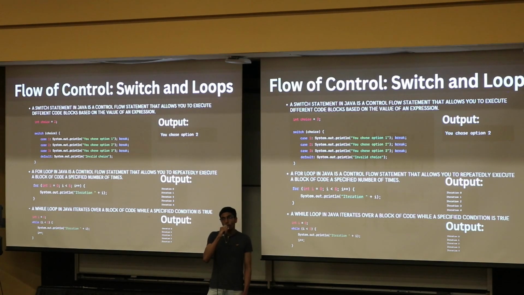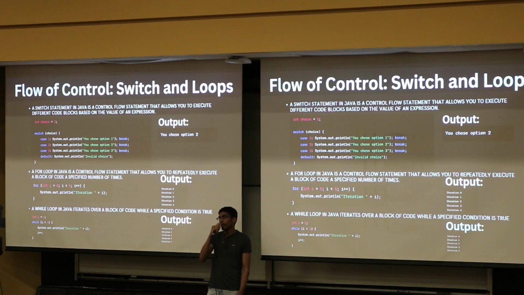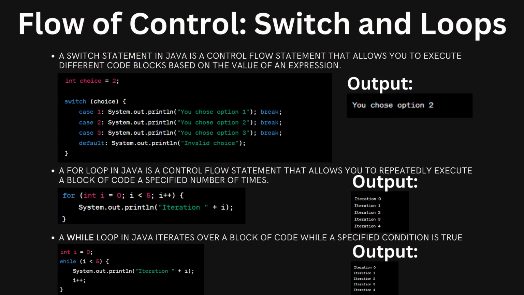All right. So a for loop in Java is a control flow statement that allows you to repeatedly execute a block of code a specified number of times. So for a for loop, you have to pay attention to the number of times in this case. In this example, we have a for loop that says for int i equals 0, so i is being set to 0. Then we break it off with a semicolon. i is less than 5. And then we break it off with another semicolon. And then we have a line that says i++.